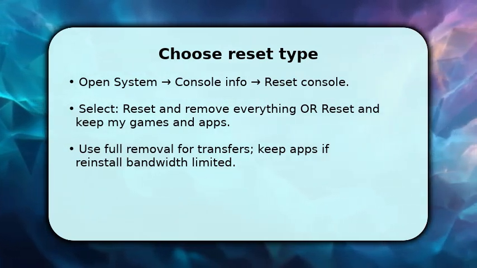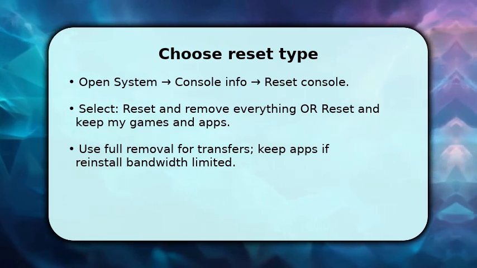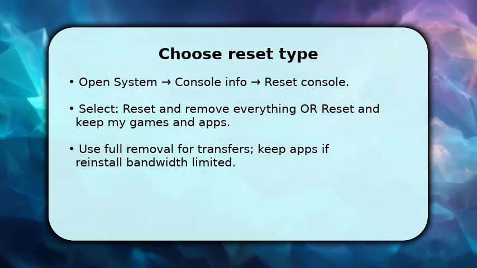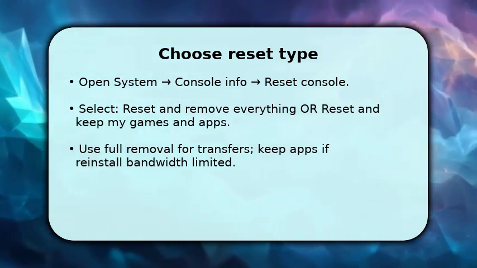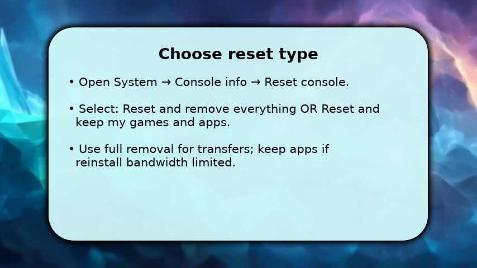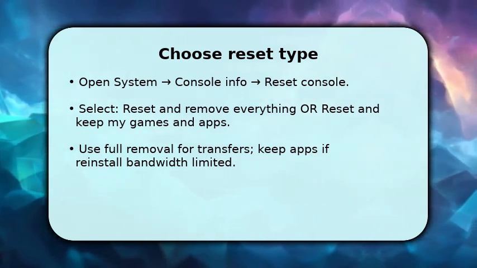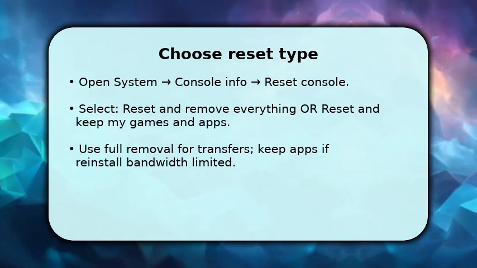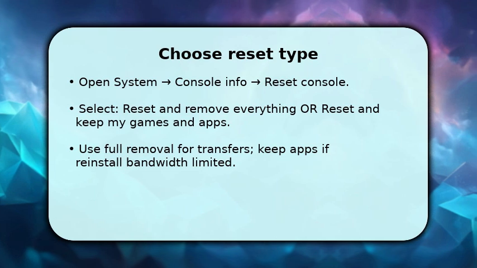Choose carefully. Reset and remove everything fully wipes user accounts, settings, and local game data. Use it if you're selling or troubleshooting deep errors. Reset and keep My Games and Apps preserves installed titles while clearing accounts and settings. Choose it to save reinstall time.